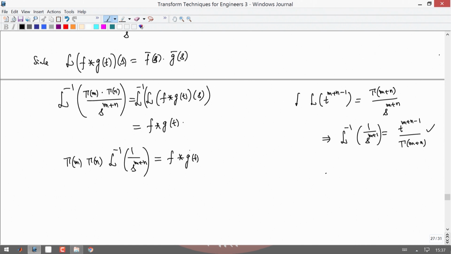So, just take the inverse on both sides. This gets cancelled, so you have this one, and this is just a constant. So, that comes out and you can divide it. So, this is the result.